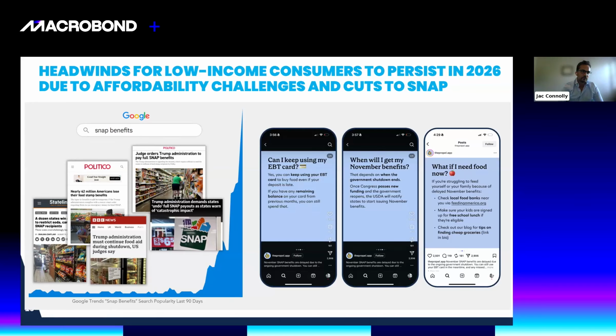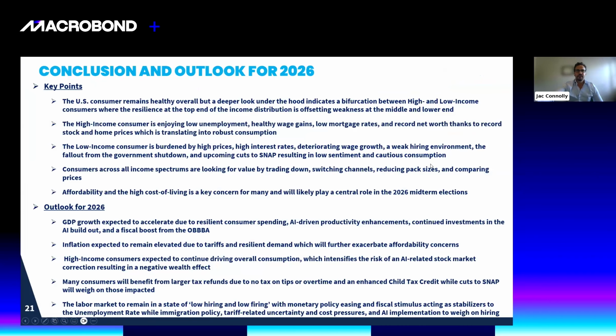one thing that we're focused on is the upcoming changes to SNAP, right? And so there will be reductions to the food assistance program known as SNAP benefits starting in 2026. And so we do expect headwinds to persist for low-income consumers who still face affordability challenges. And then about 2.5 million individuals will soon lose their critical food assistance, which should only further exacerbate those concerns.